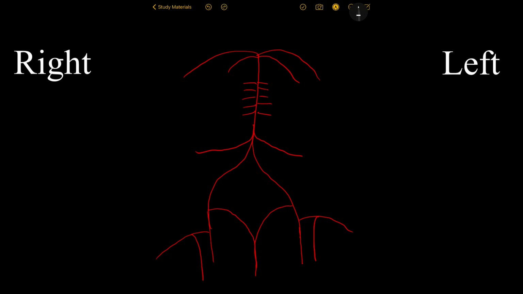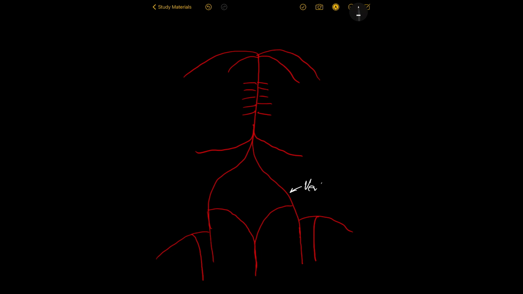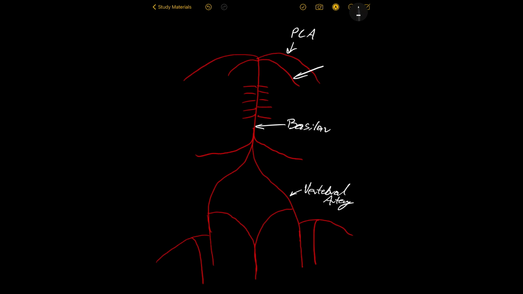So for the purposes of having this down cold, let's just go over everything that we just drew in. So over here we have the left vertebral artery, and obviously on the other side you will have the right vertebral artery. They then come together to give you the basilar artery. At the top of the basilar, you will have the bilateral posterior cerebral arteries. Right below that is the superior cerebellar artery.